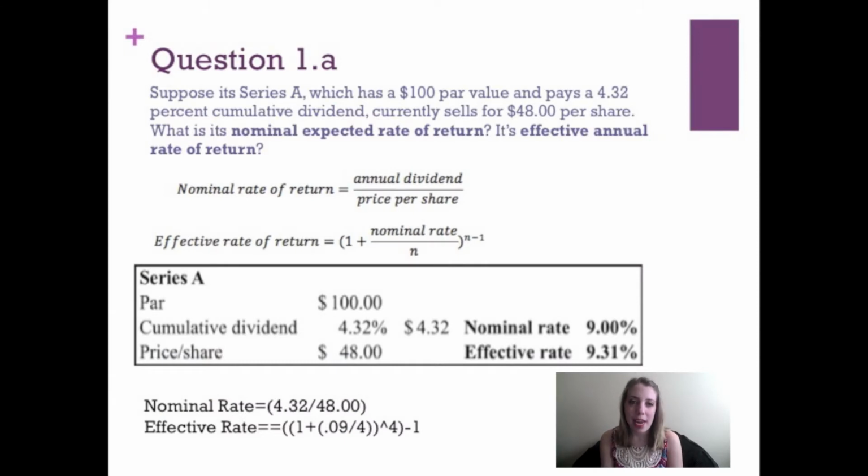So question 1A asks, what's the nominal rate of return and what's the effective annual rate of return? For the nominal rate of return, we take the annual dividend, which is 4.32, and divide it by the price per share, which is $48. That gives us a nominal rate of 9%. Then we take that nominal rate to calculate the effective rate of return. Once doing that, the effective rate of return equals 9.31%.